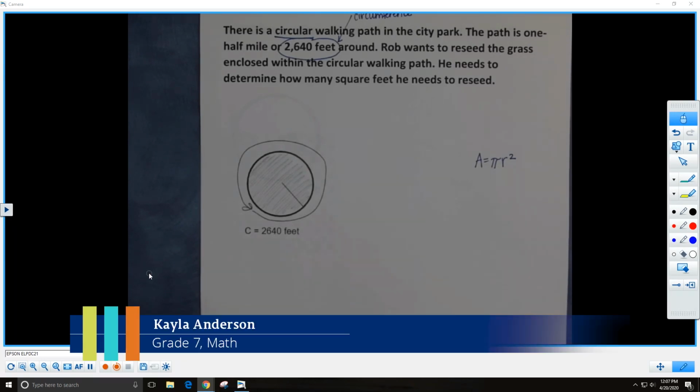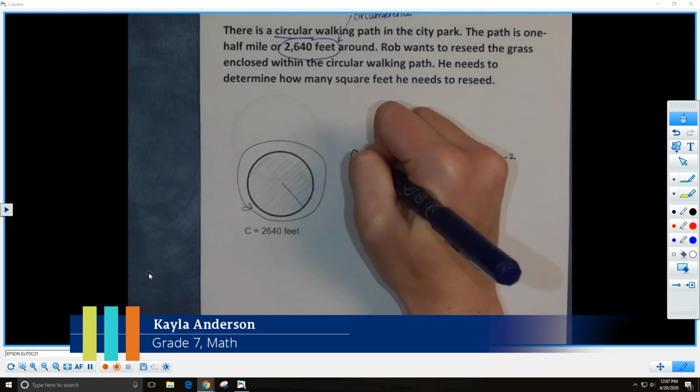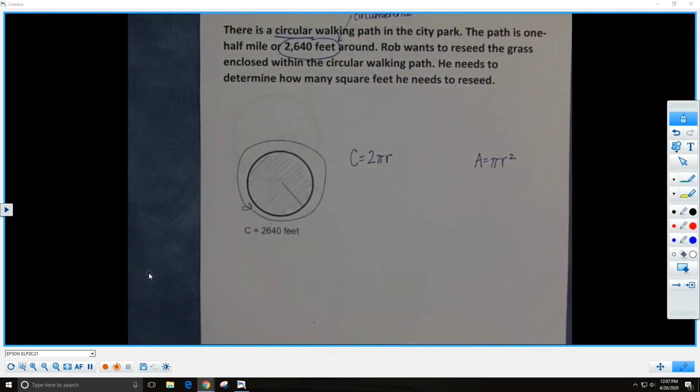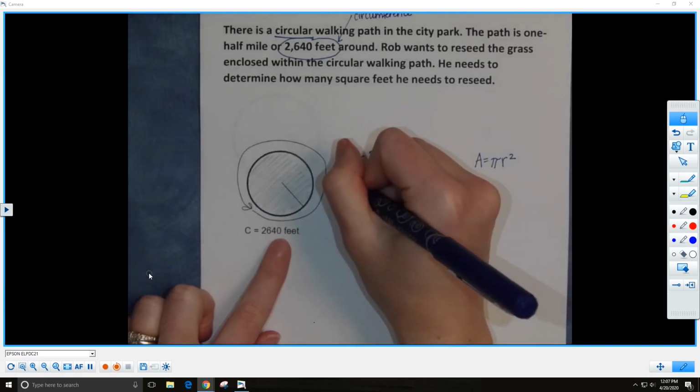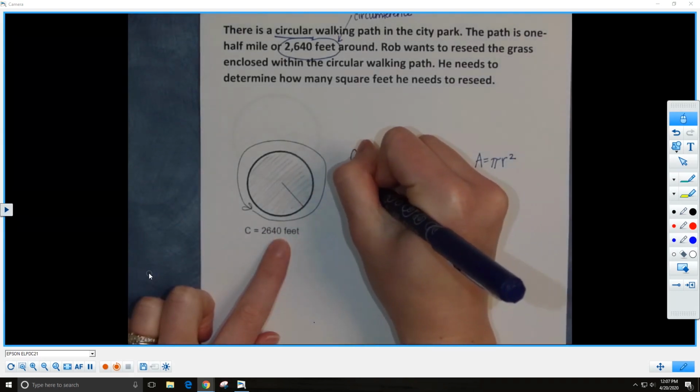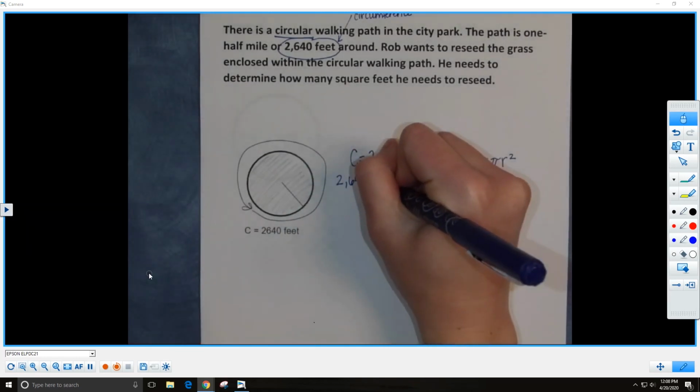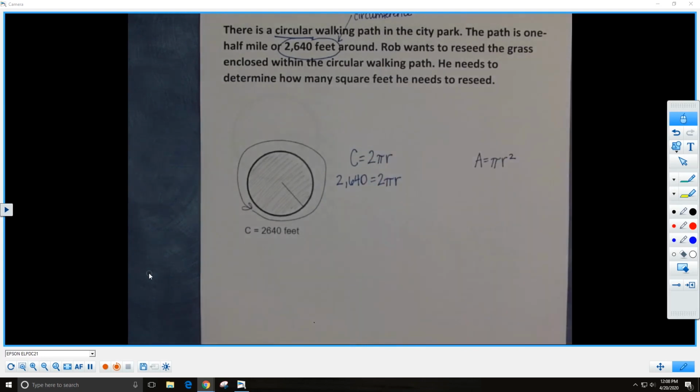Well, think back to a previous lesson and remember that circumference equals 2 pi r, or 2 times pi times the radius. We do know the circumference. We know that C, or the circumference, is 2,640. So we can substitute that in place of C. Now that we know that, we can solve for the radius.